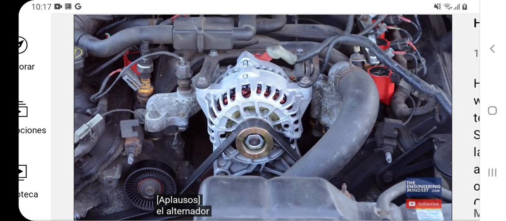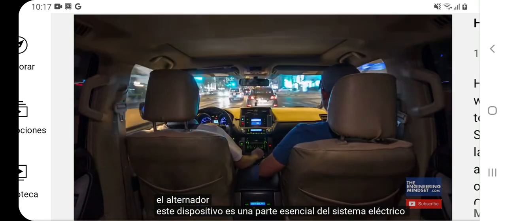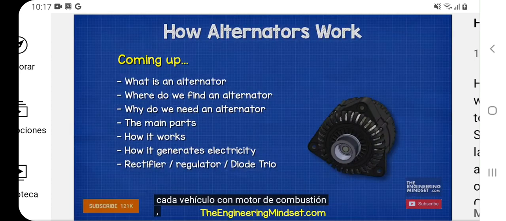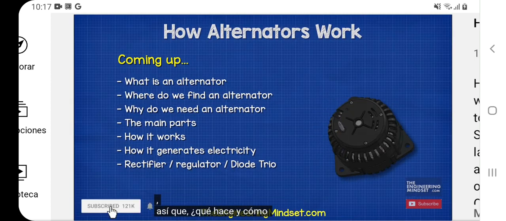The alternator. This device is an essential part of every combustion engine vehicle's electrical system. So, what does it do and how does it work?